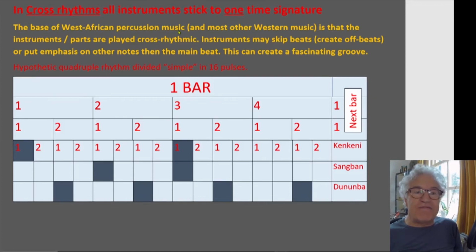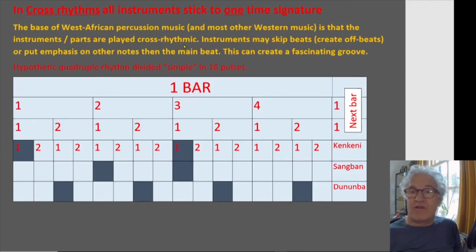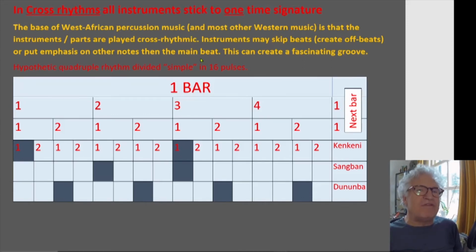The base of West African percussion music and most other Western music is that the instruments, or parts if you like, are played cross-rhythmic. Instruments may skip beats, off beats, or put emphasis on other notes than the main beat, the 1, 2, 3, 4, 1, 2, 3, 4. So you can put the emphasis on another of these 4 counts. And this can already create a fascinating groove if you do that on a number of instruments.